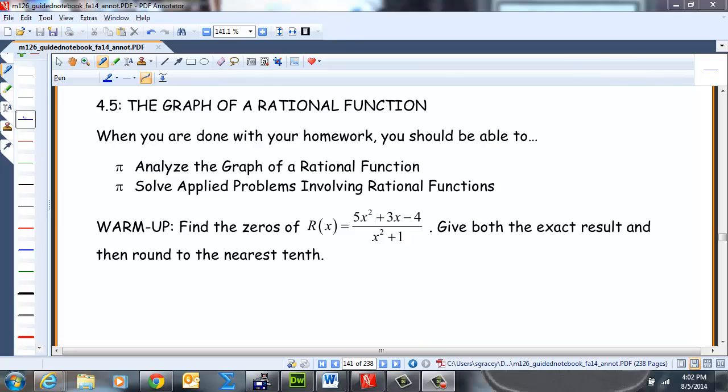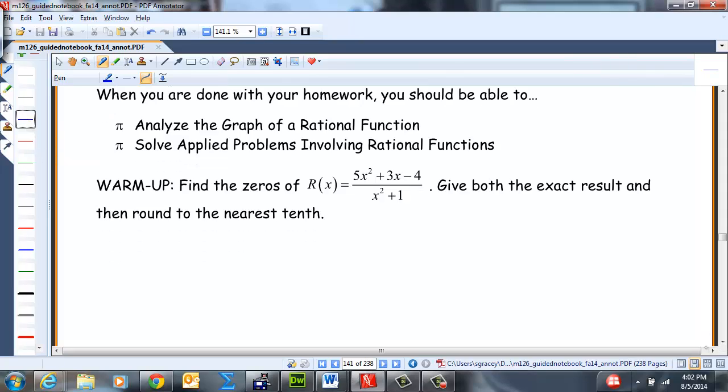We'll be working on the graph of a rational function during this little class. And we are working from Sullivan and Sullivan's Precalculus Enhanced with Graphing Utilities text. So let's go ahead and warm it up by finding the zeros of this rational function.